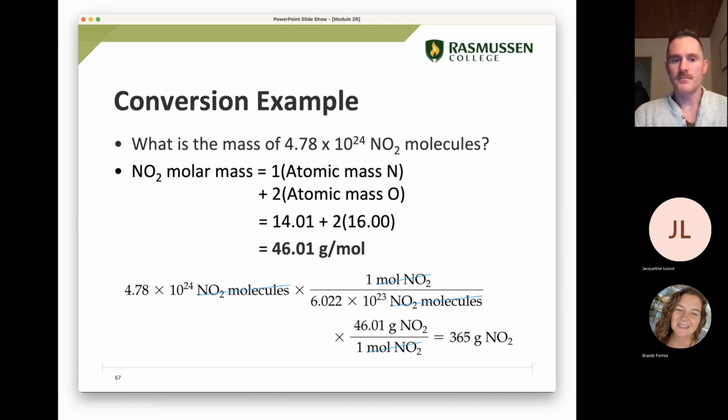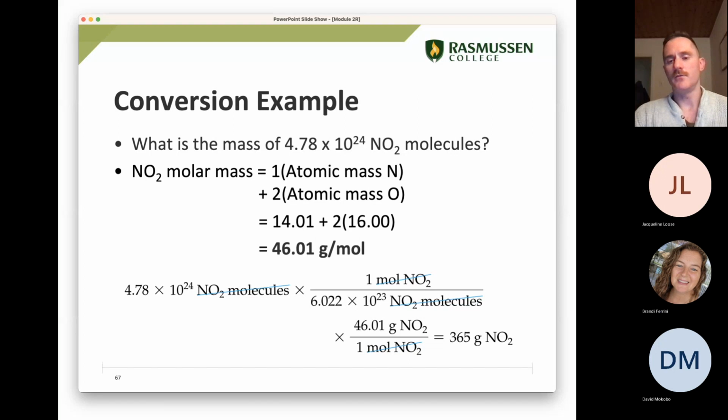We want to go from number of molecules through the mole. So we want to have number of molecules on top and bottom so they cancel. And then we want to use our grams per mole conversion to get to 365 grams of nitrogen dioxide.